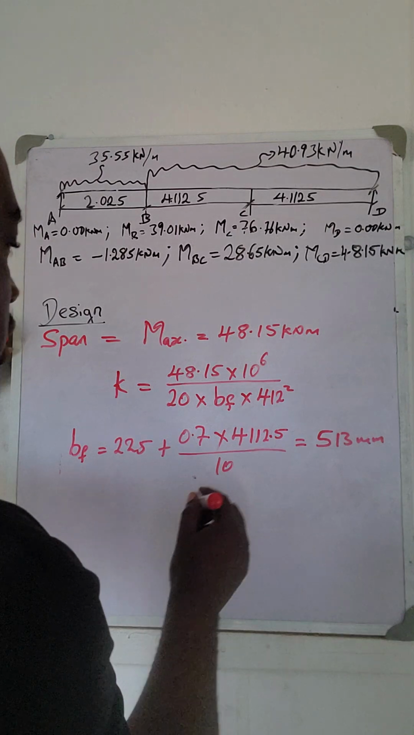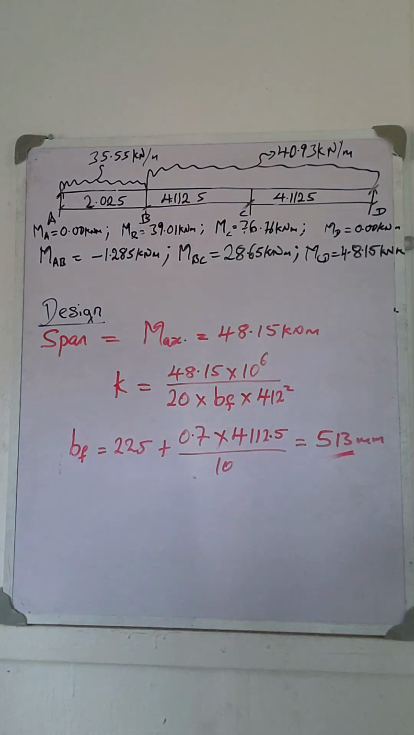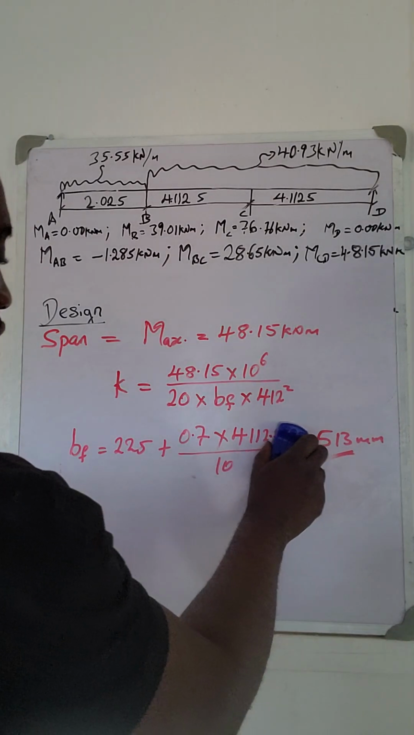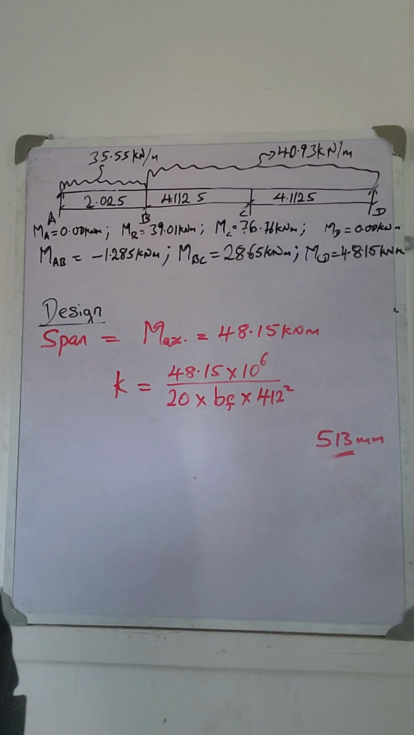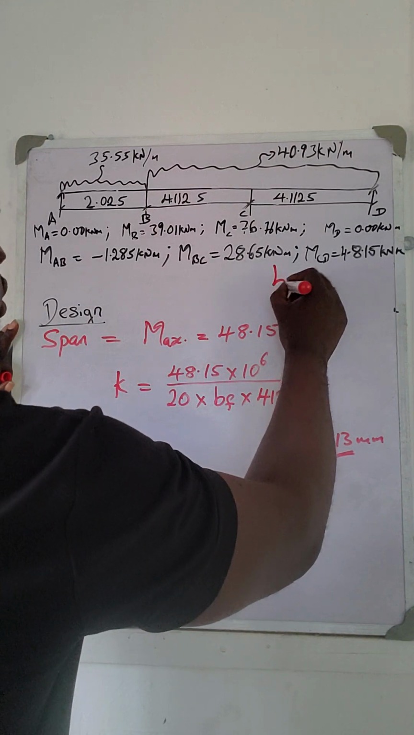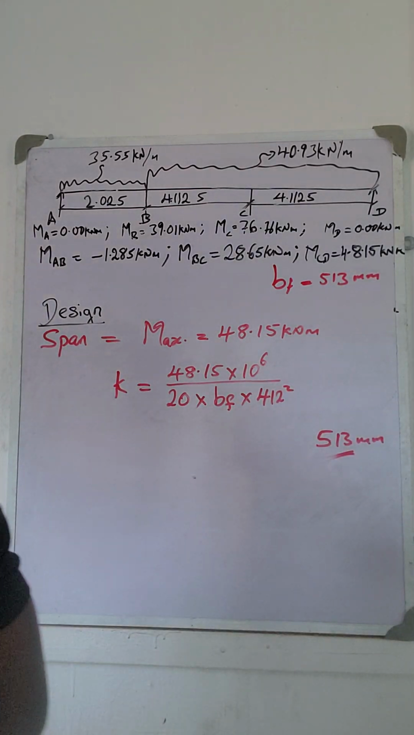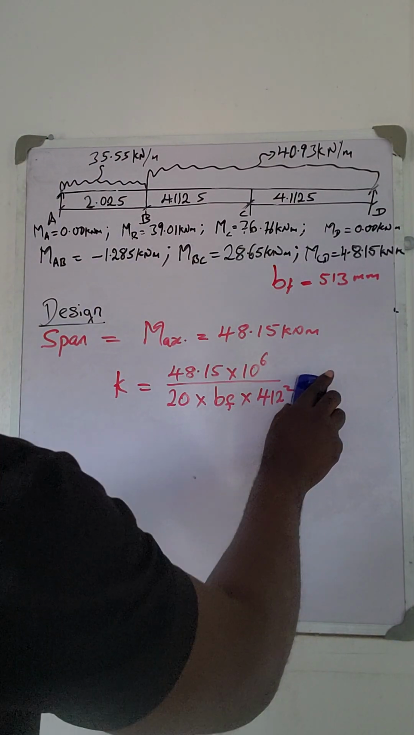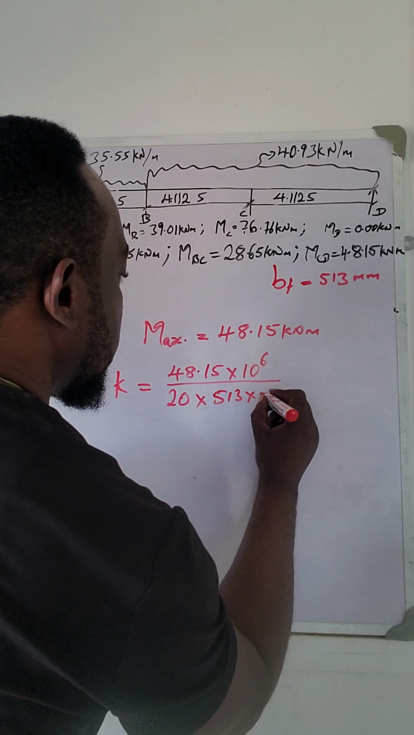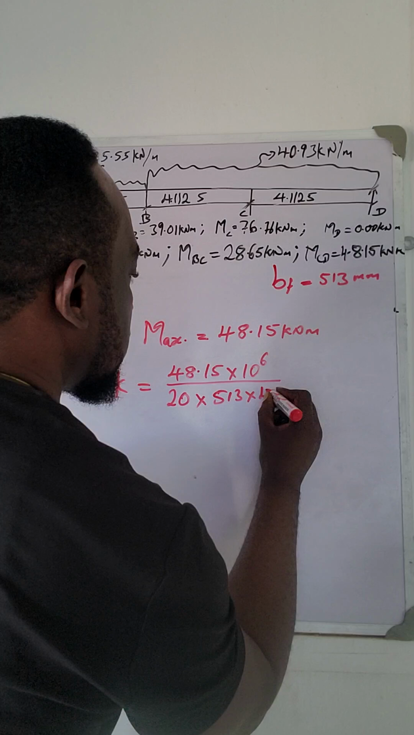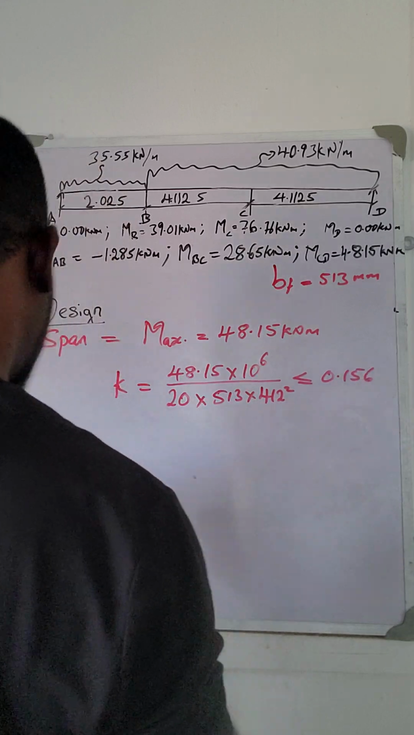So we've gotten our flange width of beam. So please let me clean up because the board is not wide enough. Alright, we're having 513. So let me write it here. bf is equal to 513 millimeters. So when you input the value here, we are going to have bf 513 multiplied by 412 squared. This must be less than or equal to 0.156.